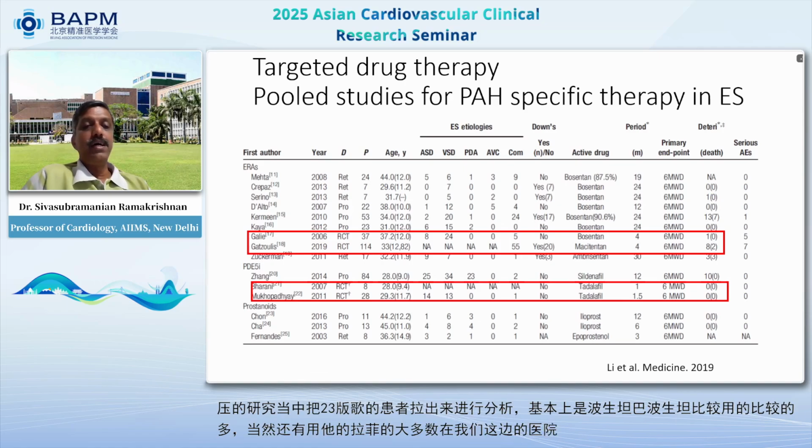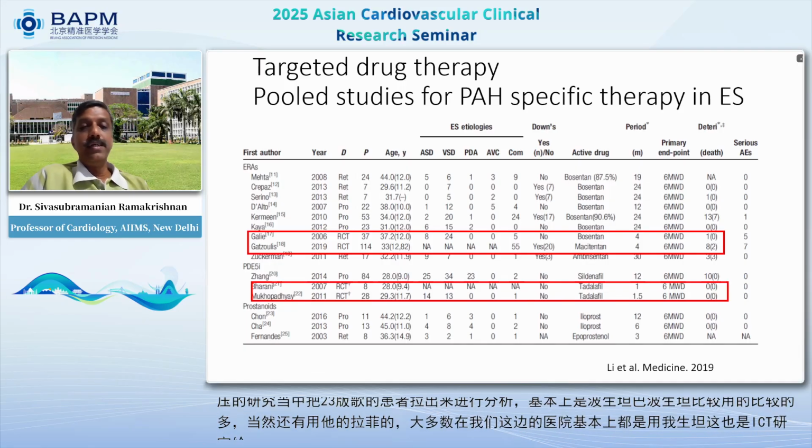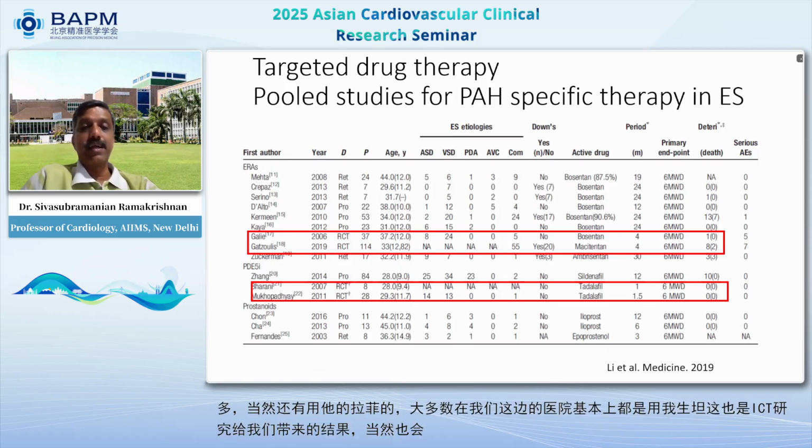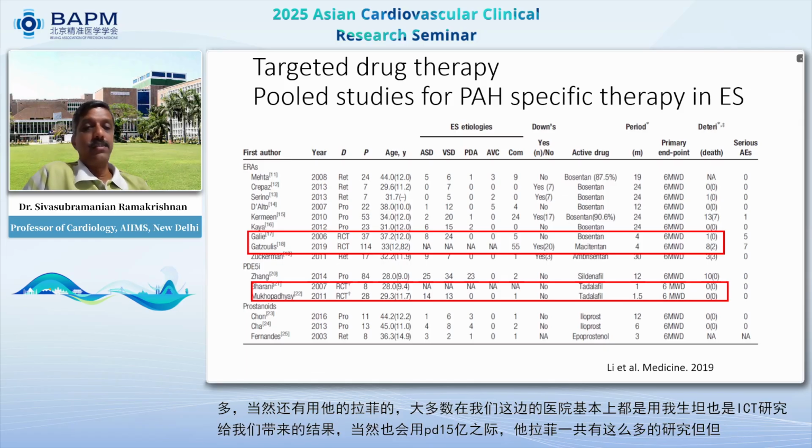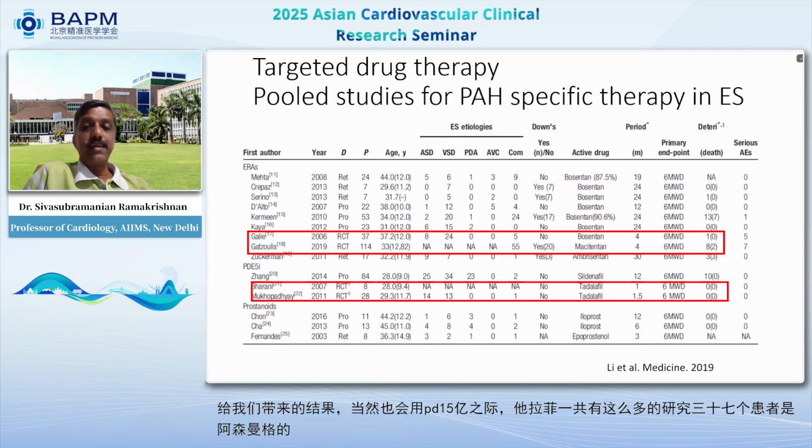The largest study is the RCT BREATHE-5, which had only 54 patients, and the MAESTRO study on macitentan is larger. Most institutions in Asia would have seen more patients than this. There is only one study of ambrisentan and one of macitentan, more studies of tadalafil, and very few studies of beraprost and iloprost, with very small numbers of Eisenmenger syndrome patients.